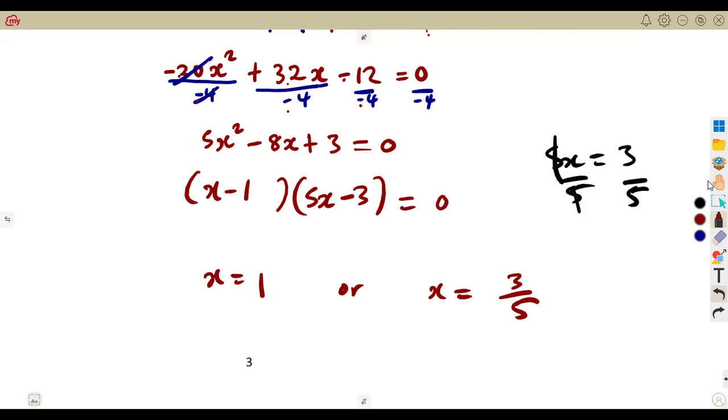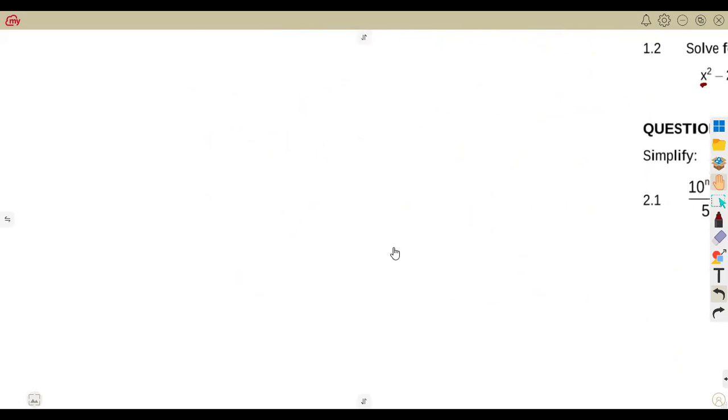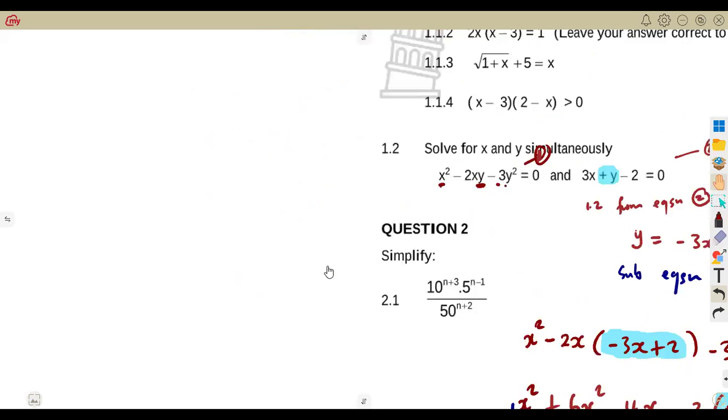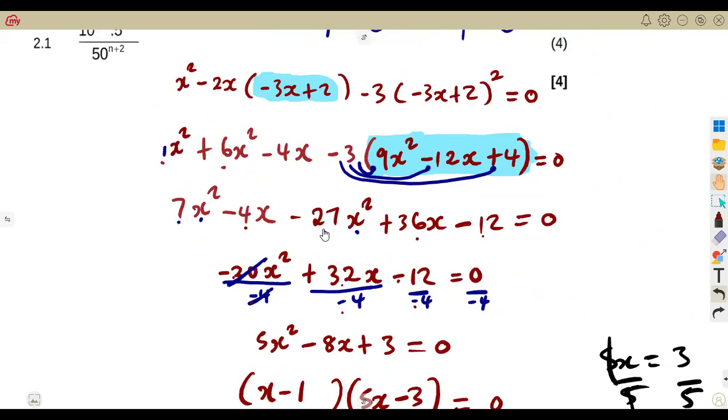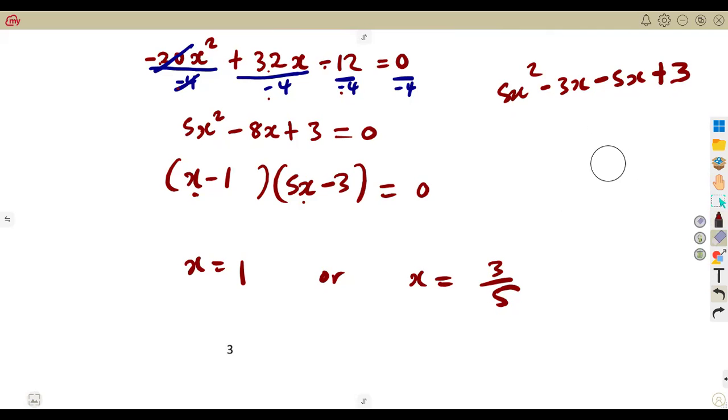All right, this was 5x minus 3 or 5x minus 1. Where are my brackets? I have erased those brackets, guys. Now I cannot tell. Was it 5x minus 1? All right, let's see. This is 5x squared minus 3x minus 5x plus 3. So it's going to be 5x squared minus 8x plus 3. Okay, this is it. That is exactly what we're going to have there.